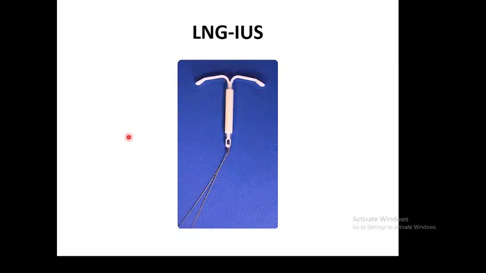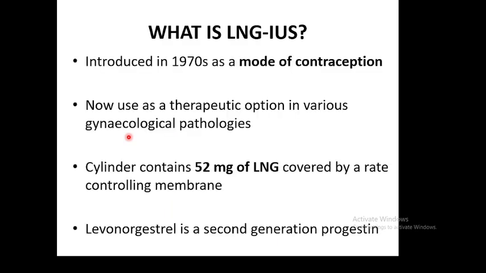Right, the second part of the lecture, I am moving to levonorgestrel, which is a 2nd generation progestin, which is coming in this beautifully designed device. It's called the levonorgestrel releasing intrauterine system. It was introduced in the 1970s as a mode of contraception, but we are now using it in many other aspects.